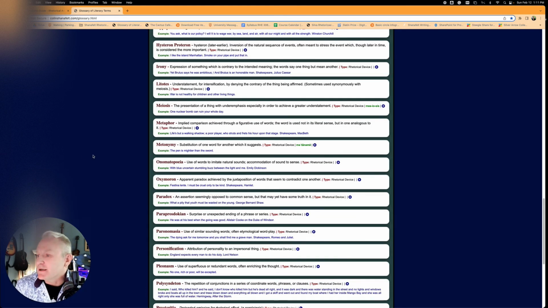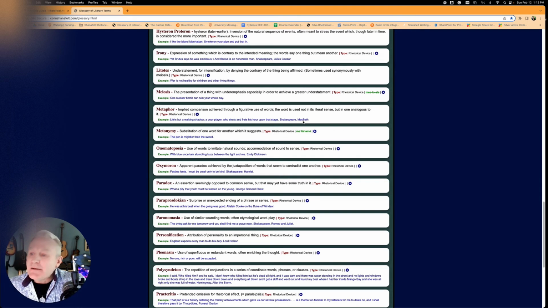Metaphor is a very common technique. It's comparing two things without using like or as. So we have, life's but a walking shadow, a poor player who struts and frets his hour upon the stage. Life is a walking shadow. Not life's like a walking shadow. Life is a walking shadow. Metonymy sounds like this.